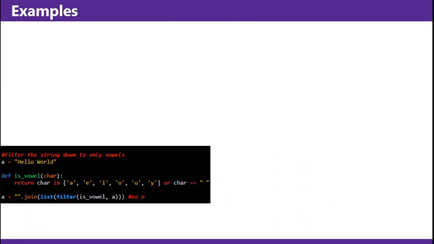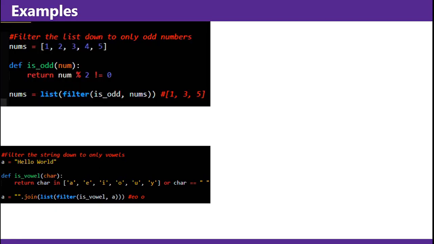Examples: this manipulates a string and takes out any letter that's not a vowel, so in the end it returns "eo o". In this example, it takes out any number in the list that's not odd, so then you're left with 1, 3, and 5.